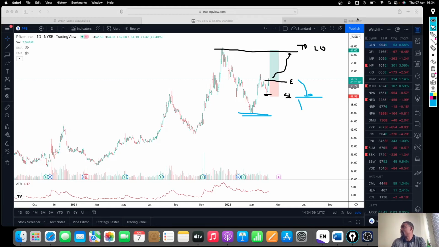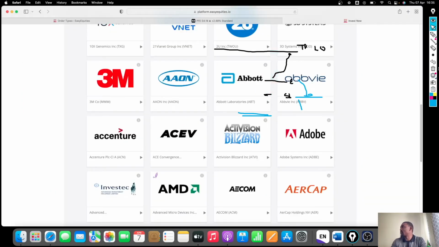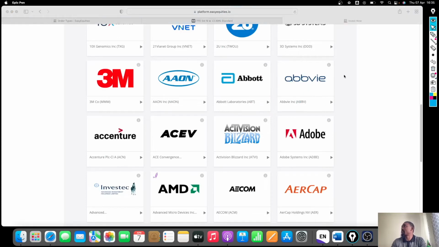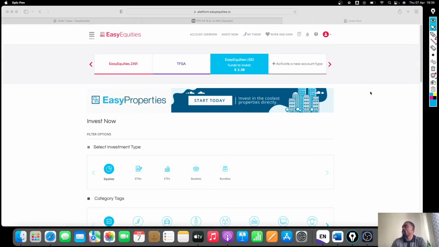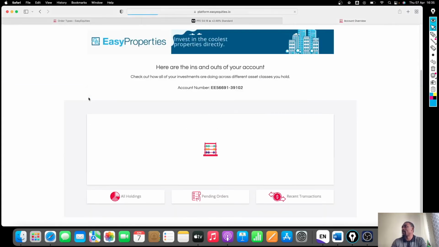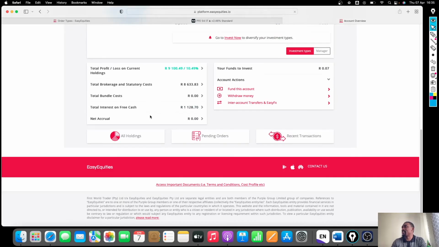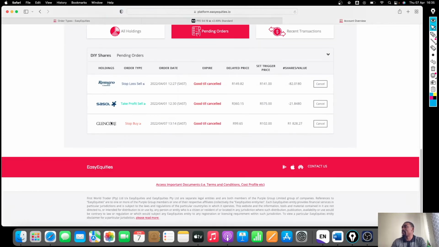Let's see if I'm still logged in on EasyEquities, because I wanted to illustrate this using the EasyEquities platform. So now I'm in the USD account, as you can see. If you go to the account overview, I don't know, they've probably kicked me out by now. Okay, it seems like I'm still in there. Let's see if I have pending orders. You see, I have pending orders there. I have a stop loss on Remgro. I have a position on Remgro. The position is going to trigger the stop loss once the price of Remgro reaches 141.